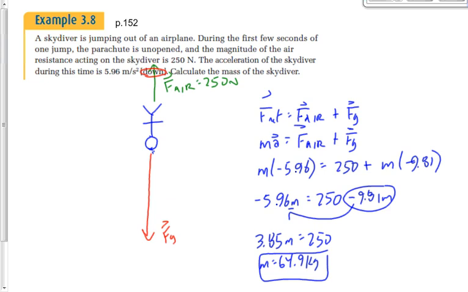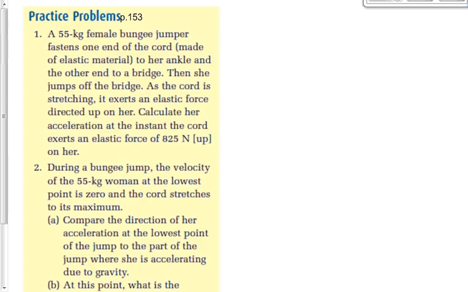So is it reasonable? We get an answer of 64.9. That's reasonable. That's your mass-ish, right? Roughly, give or take 10 or 20 kilograms, but roughly it's yours. It doesn't guarantee we're right, but it means we're probably right. All right, let's take a look at these two questions then, please, on page 153.